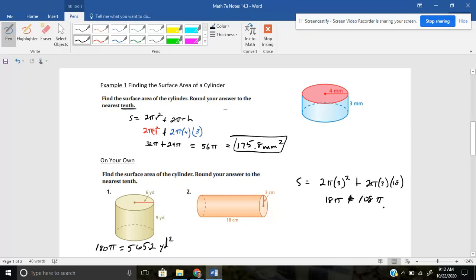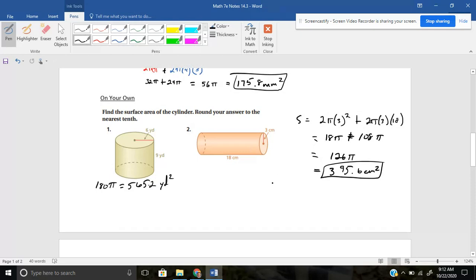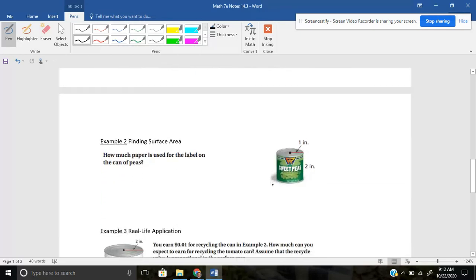That should be an addition sign. So 108 plus 18 gives me a total of 126 pi. So 126 times 3.14 should give you about 395.6 square centimeters for the surface area of this. Kind of looks like a paper towel. All right. If you need help on either one of those two, come and talk to me or phone a friend.